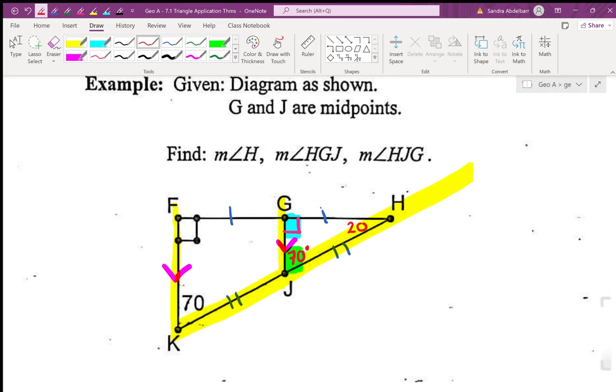Now, I didn't ask this, but let's say I told you that GJ was 20 units long. If GJ is 20 units long, how long does FK have to be? 40, double its length. You got it.